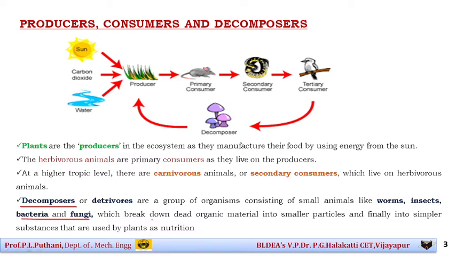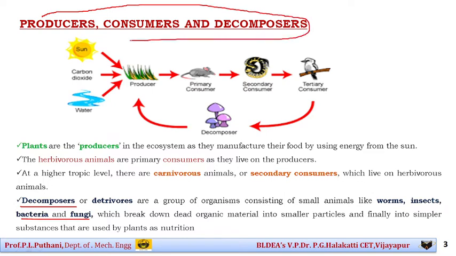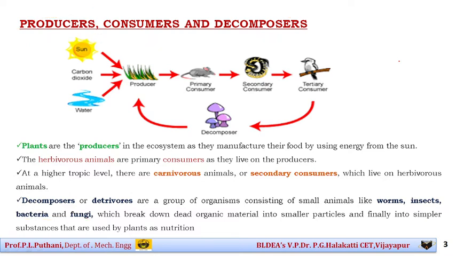So this is how a linkage and diversity is established between the producers, consumers, and decomposers. Sometimes there may be one consumer, two consumers, or three consumers. It depends upon the type of food chain.